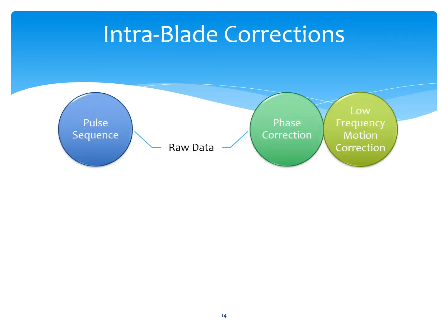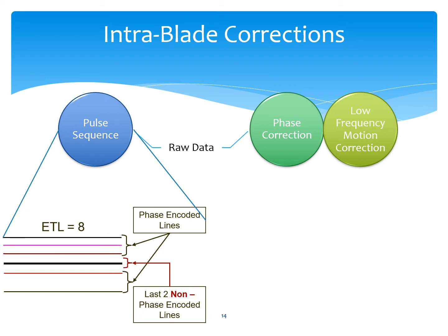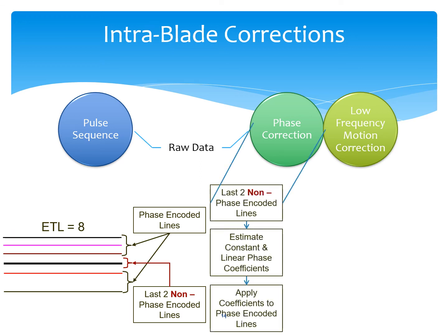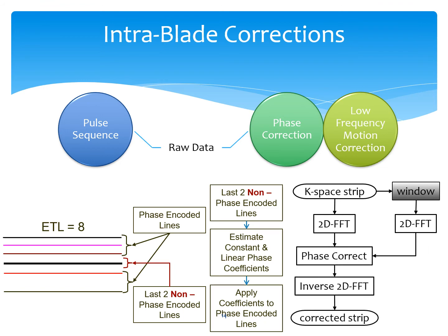The intra-blade phase errors can be estimated and corrected in two steps. The first one is a part of the pulse sequence, followed by the reconstruction mechanism. In the pulse sequence, two additional spin echoes in the echo train are acquired that are not phase encoded. The constant and the linear phase obtained from the non-phase encoded lines are estimated and are used in the phase encoded lines for correction. Any low frequency motion is corrected using a typical propeller style K-space correction, where the K-space blade is compared against a windowed version of this blade, and the difference is corrected for in the final blade to be used.